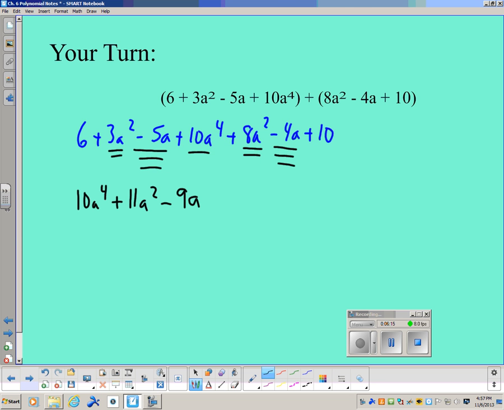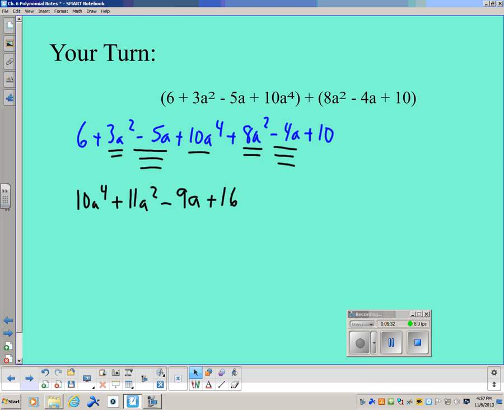And then last, I can see my final terms there. I've got 6 plus 10 on the outsides there. 6 plus 10 is 16. So there it is, 10a to the fourth plus 11a squared minus 9a plus 16. So hopefully all of you got that correct.